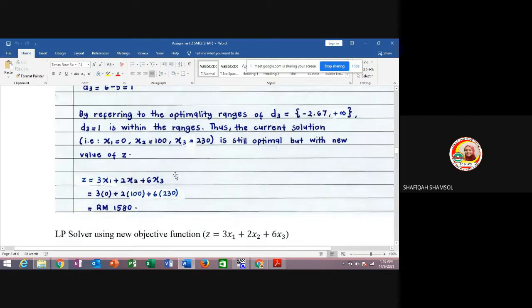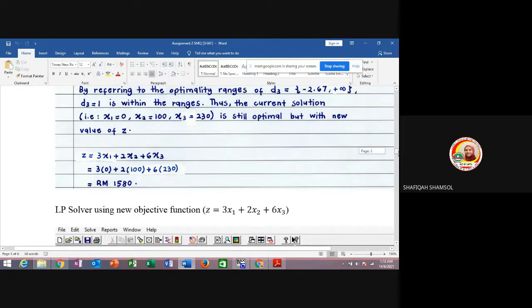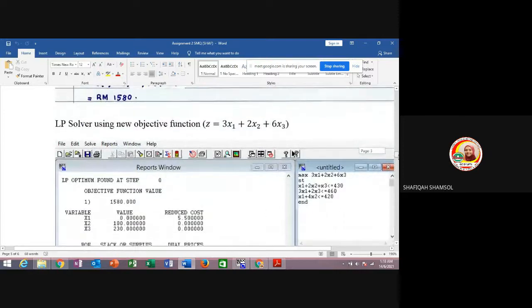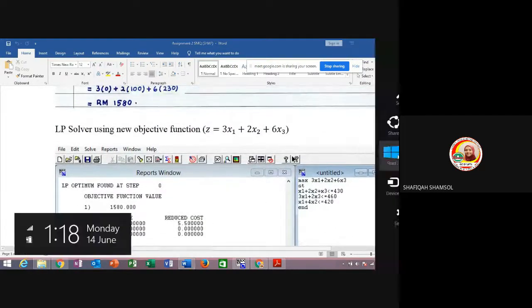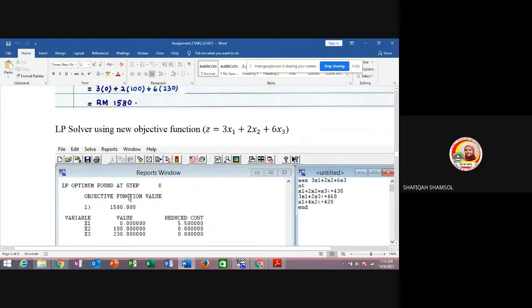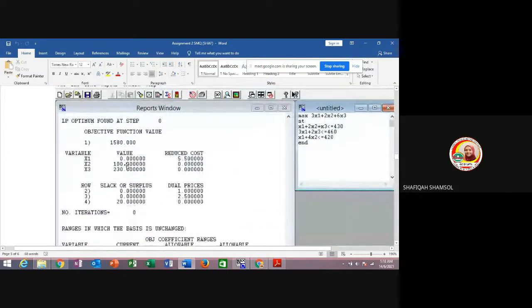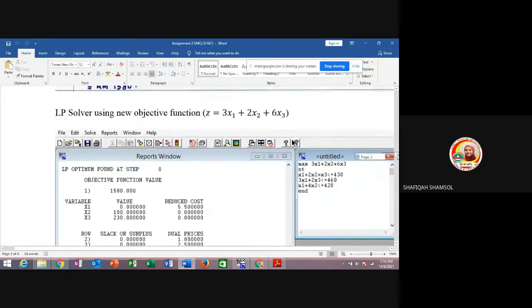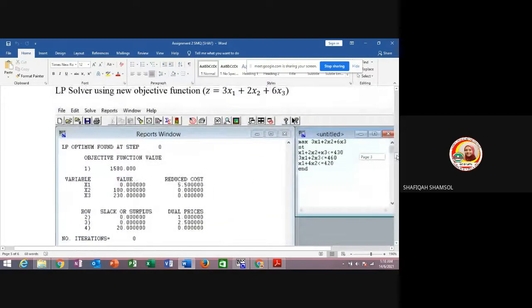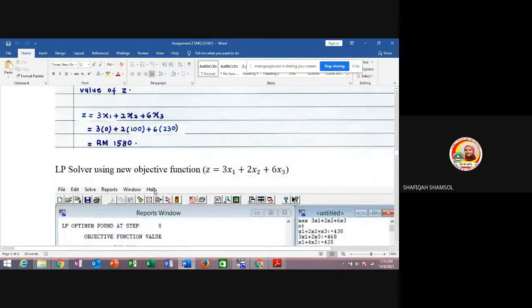This is the new value of Z that I have calculated. We get 1580. After we get the value, we compare it with the LP solver. As you can see, the Z value that we get is 1580. x1 is 0, x2 equals 100, and x3 equals 230.